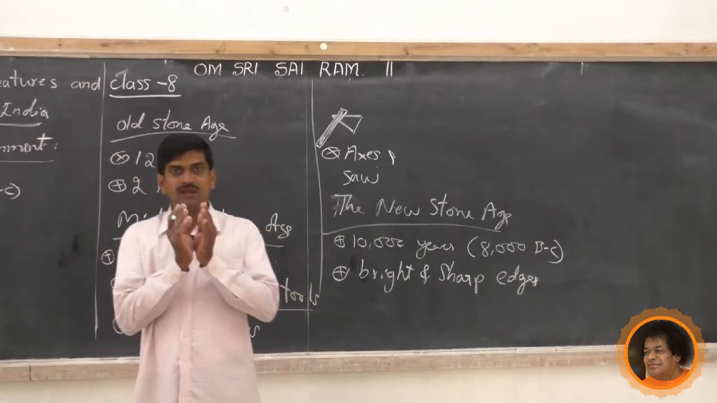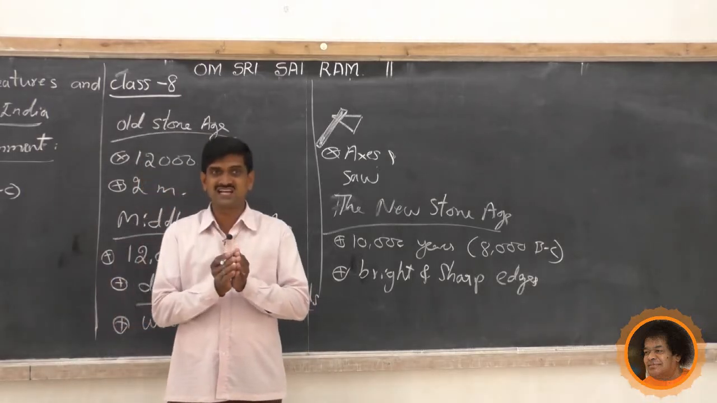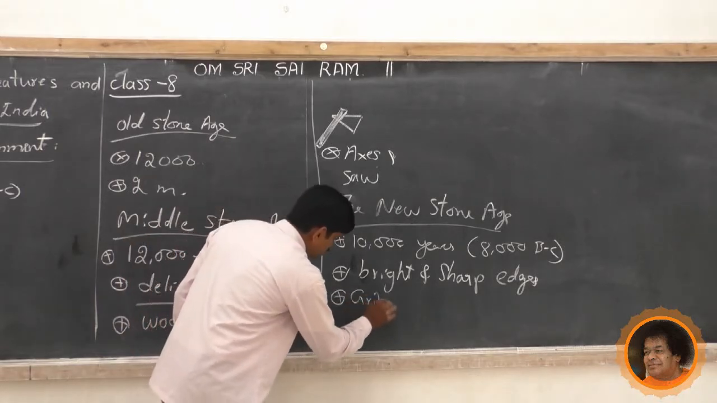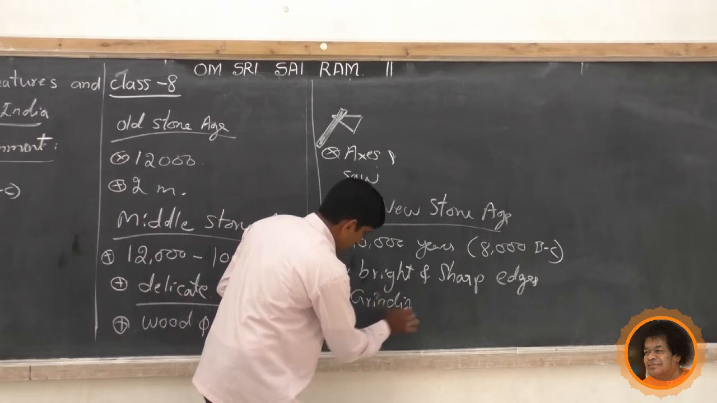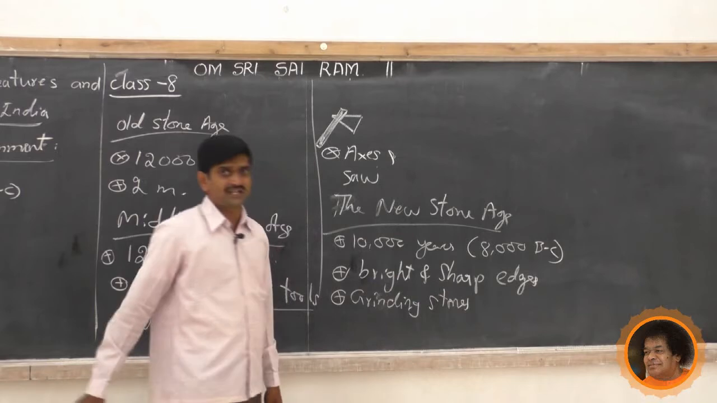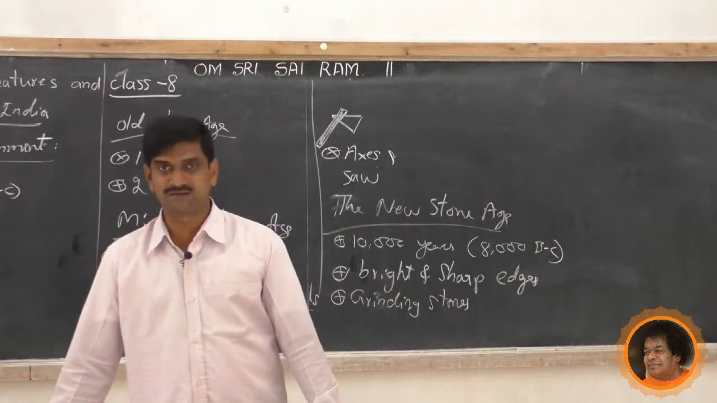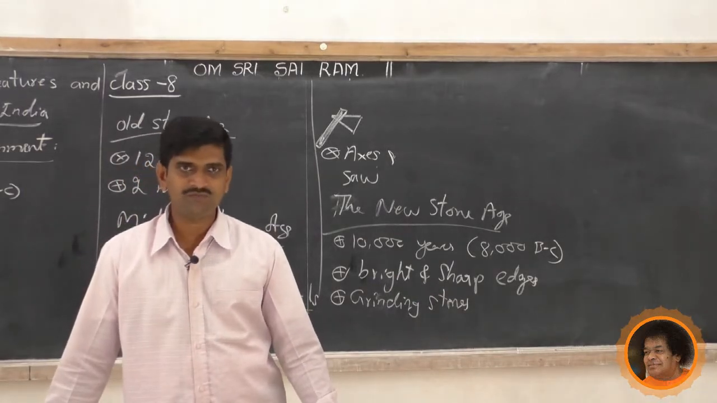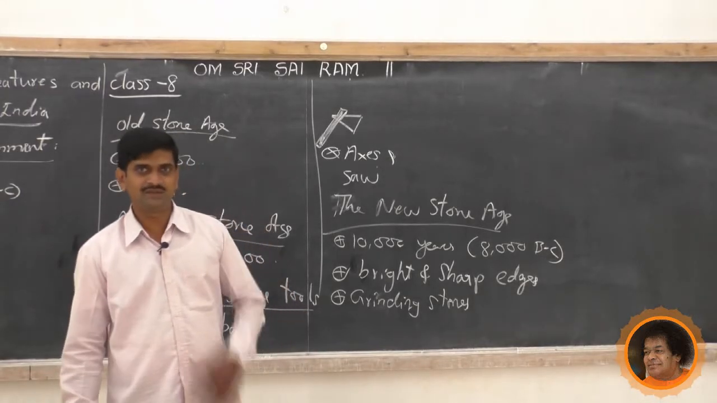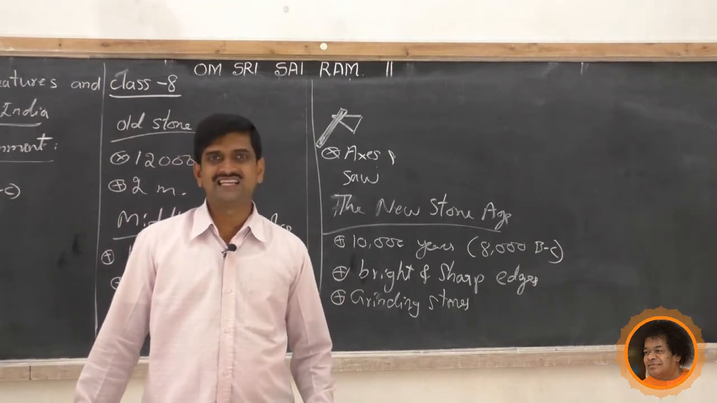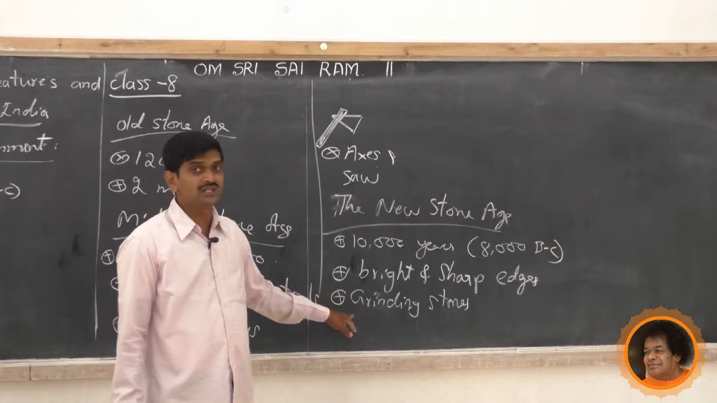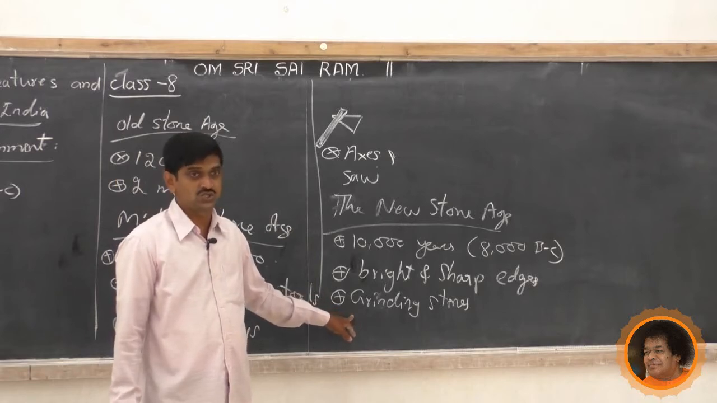And here people also used grinding stones. What did they use? Grinding stones. For what purpose? For grinding leaves and herbs, and also to grind cereals, which ones? Rice, wheat and barley. So people knew grinding stones.